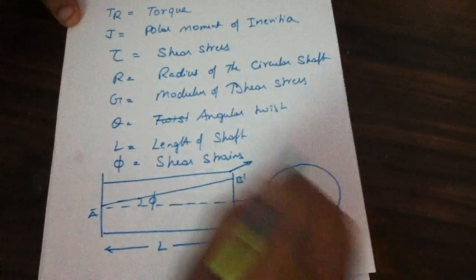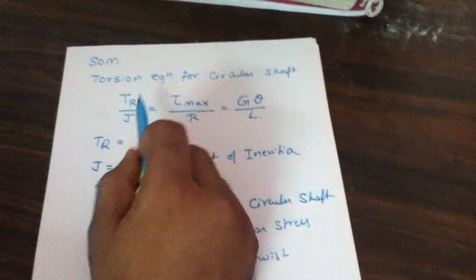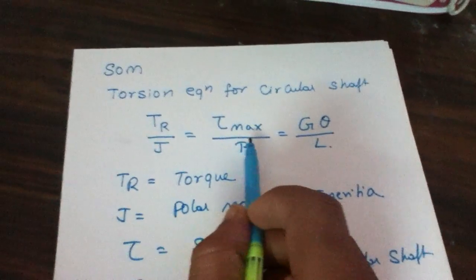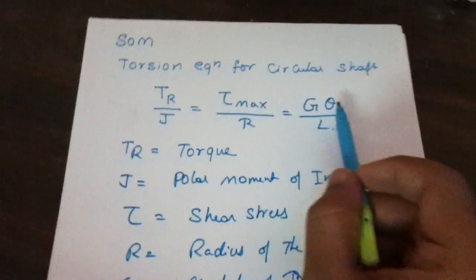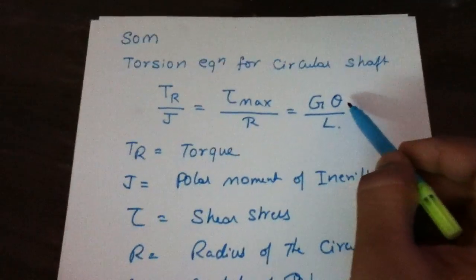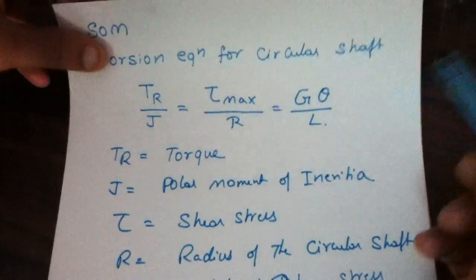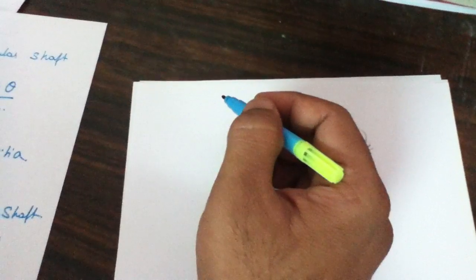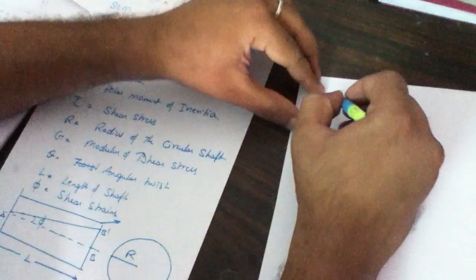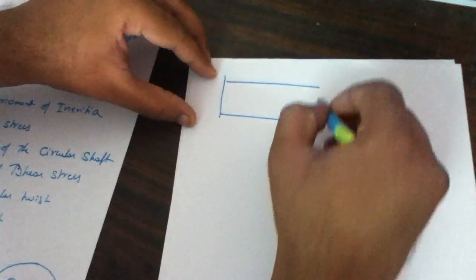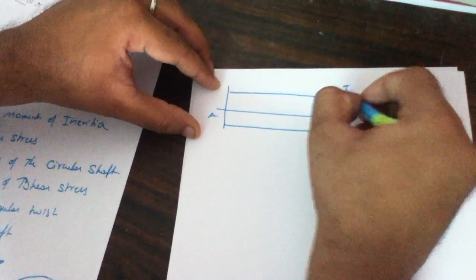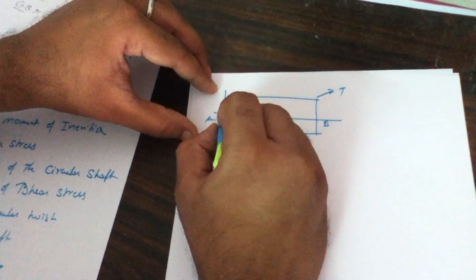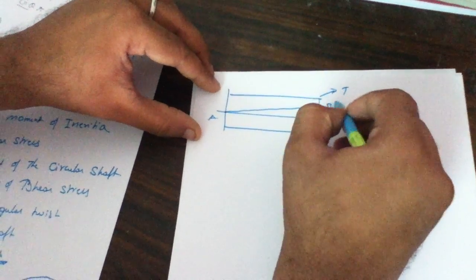Now let us go into the derivation. We are going to derive that torque by polar moment of inertia is equal to shear stress by radius of the shaft is equal to modulus of shear stress into theta, twisting angle, by length of the shaft. Now let us do the steps one by one, and first of all let me draw again the same figure. This is AB, the longitudinal axis. Now after applying the torque, it occupies a new position at the free end, that is B dash.